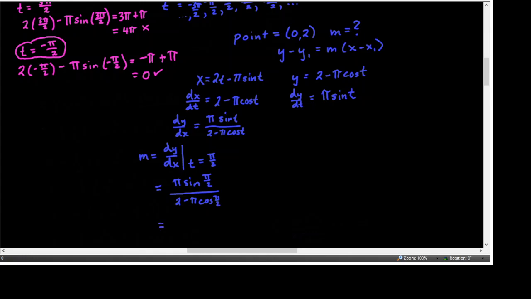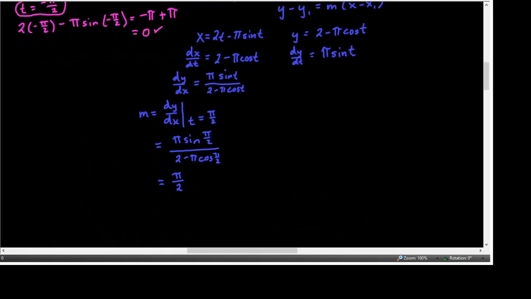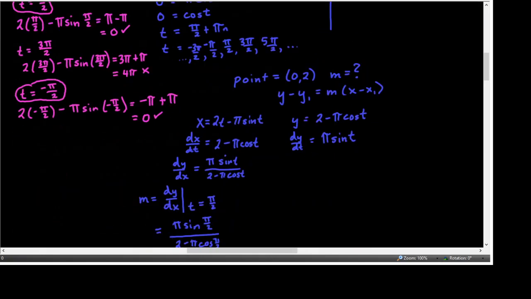Sine of pi over 2 is 1. 1 times pi is pi. Divided by, cosine of pi over 2 is 0, 2 minus pi times 0 is 2. And so our point again was (0, 2). And at that point, our slope is positive pi over 2. So it's going to be y minus 2, the y-coordinate of our point, equals the slope, pi over 2, times x minus 0, or just x. And that's one of our tangent line equations. In fact, that one with the positive slope was the one that was up there in green, I believe. Yep, that's the one in green.